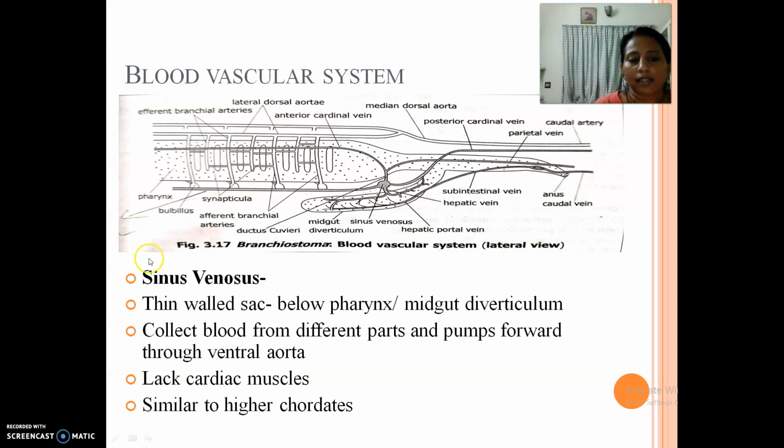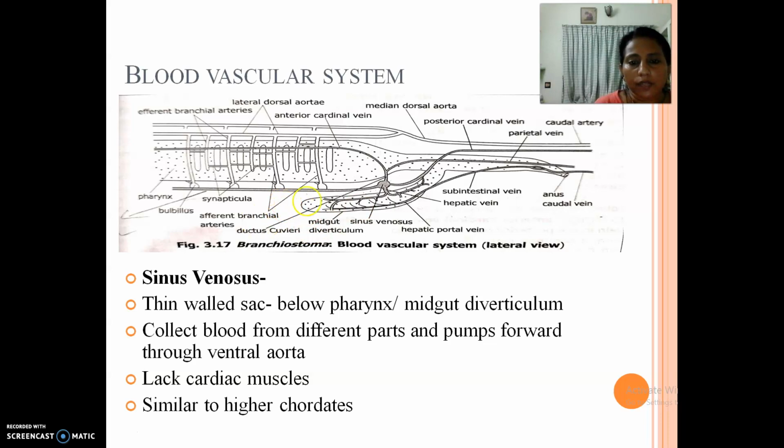So the sinus venosus in amphioxus also is located below the pharynx, just above the midgut diverticulum, a thin-walled sac. It collects blood from different parts of the body and carries the blood towards the anterior side. It lacks any cardiac muscles. Cardiac muscles or other structures are absent, but it is similar to the higher chordates in its function. That's why it is known as the sinus venosus.